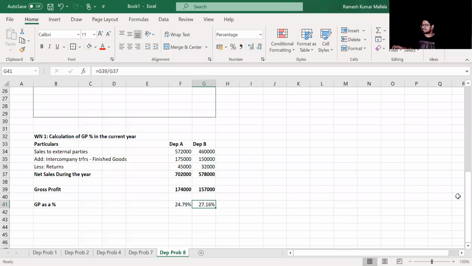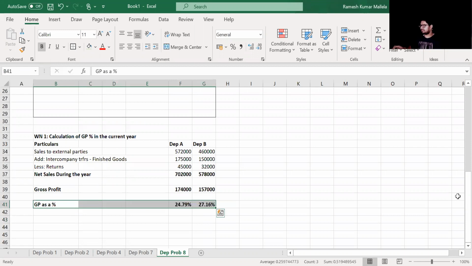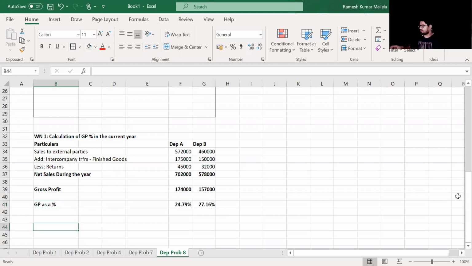Now, let us calculate the amount of profit to be identified in closing stock. That is for reversal. Amount of profit to be reversed. Okay. So working note 2, working note 1 is over. This is your final answer. Okay. Working note 2, calculation of URP in closing stock.